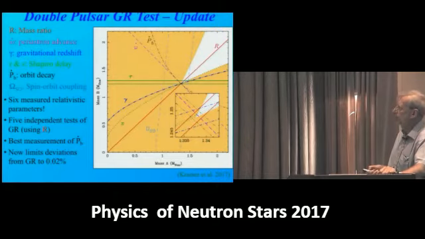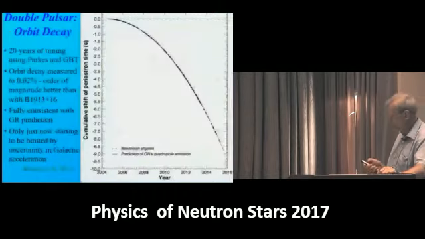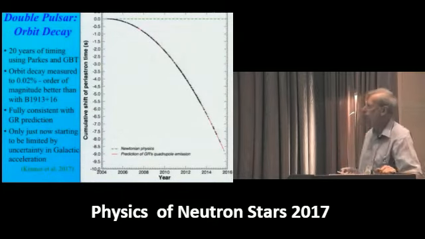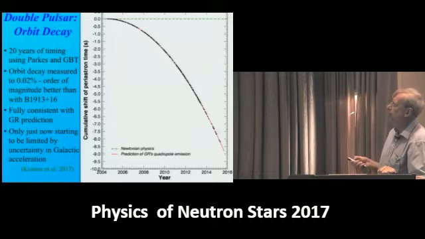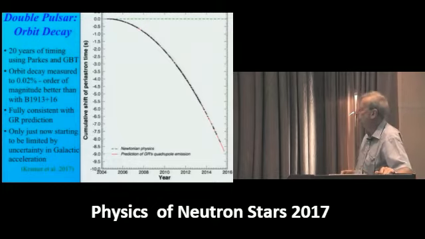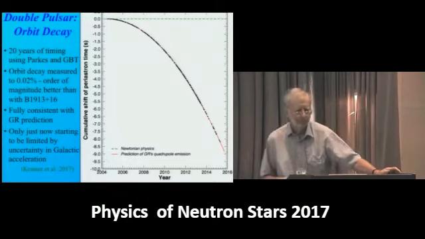And we now have the best measurement of the orbital period decay, which is an order of magnitude better than the measurement in the Hulse-Taylor system now, to 0.02%, and it's fully consistent with the GR limit.